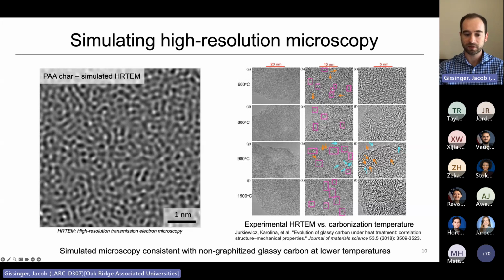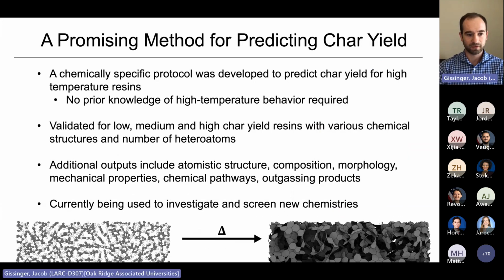And you can see here that our simulated version most closely resembles the lower temperatures on the experimental side, of around 600 degrees C. So overall, it's a promising method to predict the important value of char yield without needing any prior knowledge, without making any assumptions, or without interpolating from data from the literature, which is very important because a lot of the interesting outlying high char yield materials are difficult to interpolate.